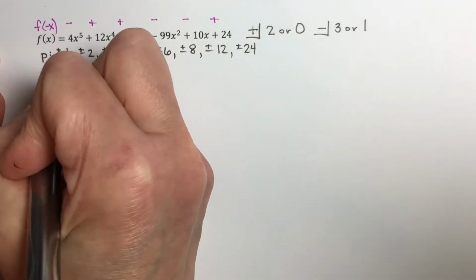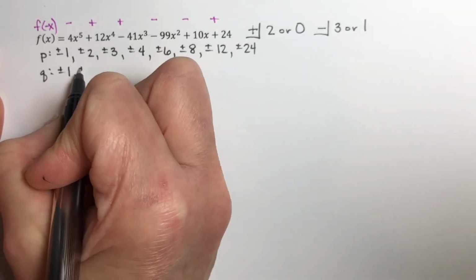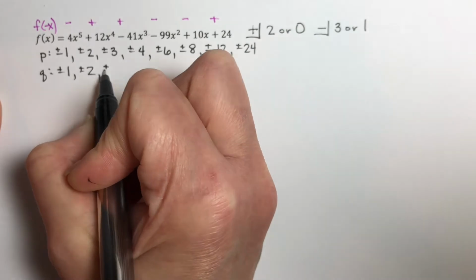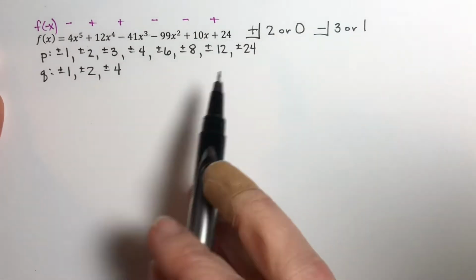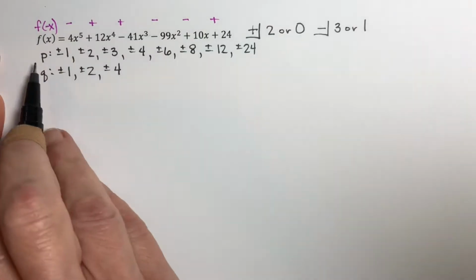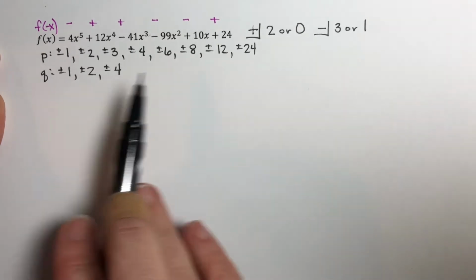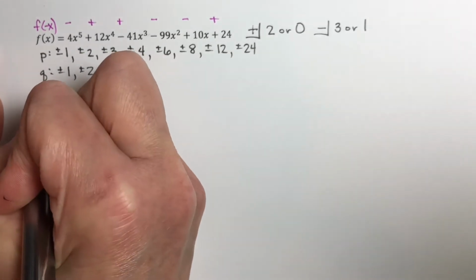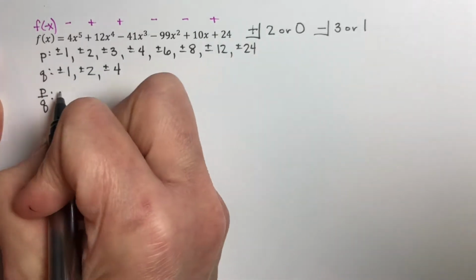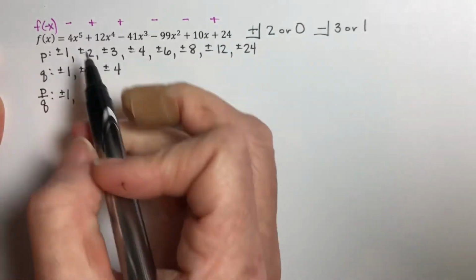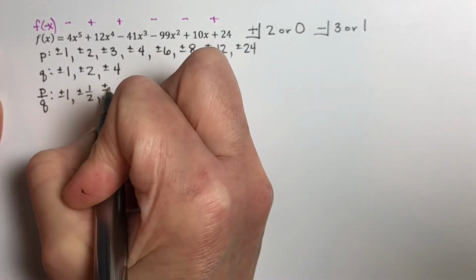My Q values come from 4. So this would be 1, 2, and 4. Now let's list all of our P over Q values, and this is going to be a lot. Just get yourself in a groove, and you need to think about how these fractions reduce as we go along. You don't want to duplicate potential solutions. 1 over 1 is 1. 1 over 2, 1/2. 1 over 4, 1/4.